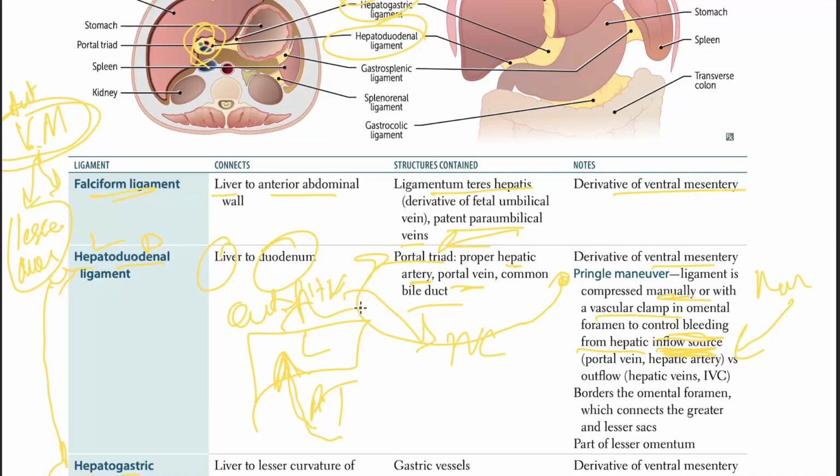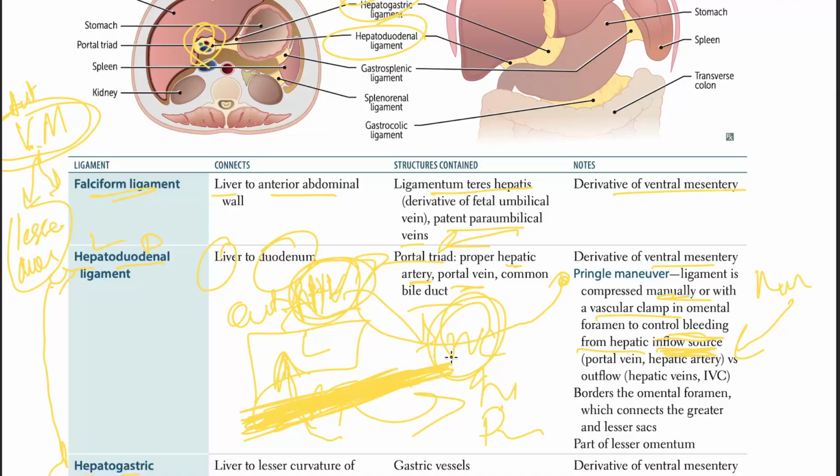So if you can do the Pringle maneuver and stop a bleeding here, you can right away tell it's coming from inflow, basically the portal triad. But if you have blocked the inflow and you still keep bleeding, then you have to think about either a problem in the hepatic vein or a problem in the IVC. Okay, so that's what we have there.